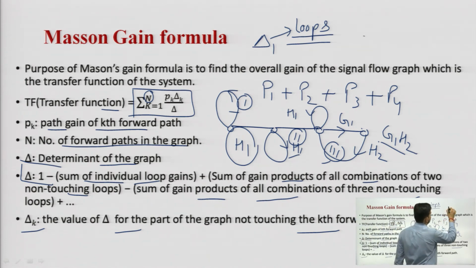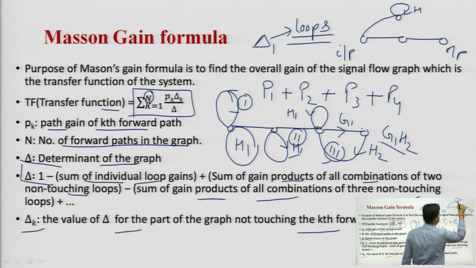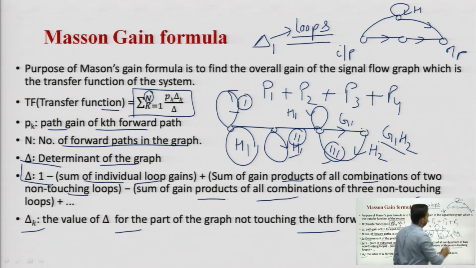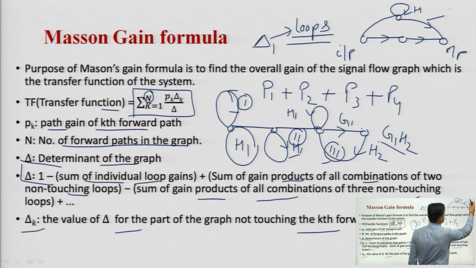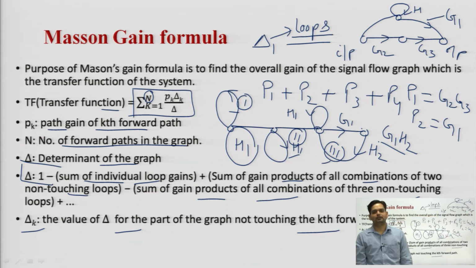Suppose this is my input to output path. Suppose it is feedback, it has a certain loop having gain h, and a feed forward path you can assume. So, here my forward path would be what? One is this one, suppose its gain is G1, here its gain is G2, G3. So, here my two forward paths are present, one is P1 equal to G2 G3 and P2 equal to, we can say, G1. So, with the help of these two paths I can reach the output node.